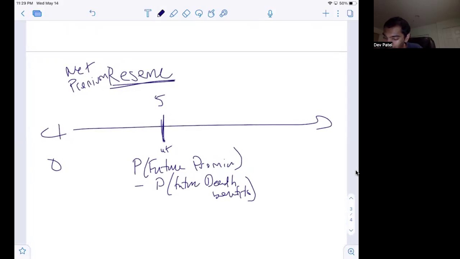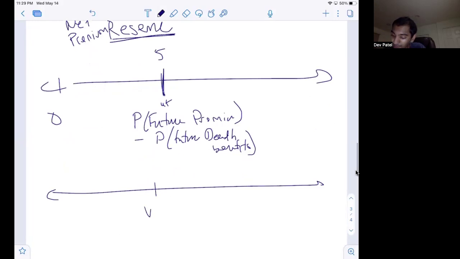We also have a recursive way to get the reserves at different time steps. What do I mean by that? At time step 5, we are going to have a reserve. Let's call it VT. At time step 6, we're going to have a reserve. Let's call it VT plus 1.